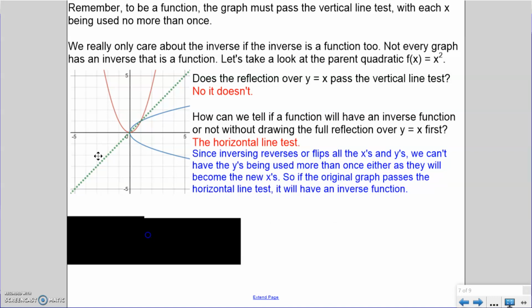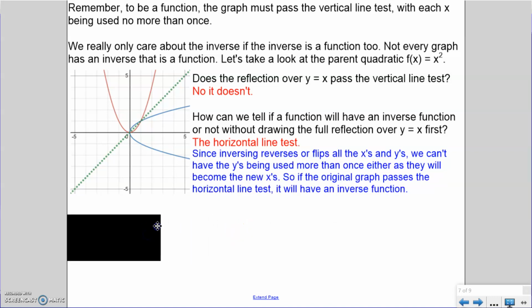Since inversing reverses or flips all x's and y's, we can't have the y's being used more than once either, since they're going to be new x's. And that's how they express the vertical line test. So if the original graph passes the horizontal line test, it will have an inverse function. So this fails. If I draw a horizontal line here, it touches twice right there and right there. If I draw right here, it touches twice right there and there.